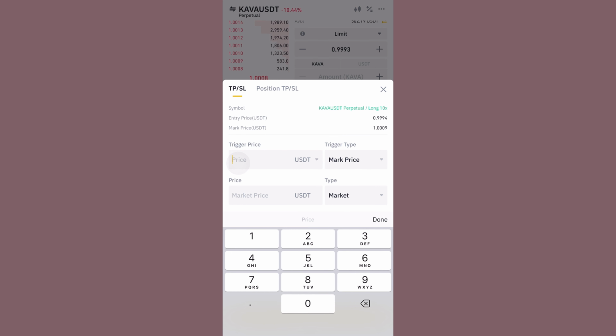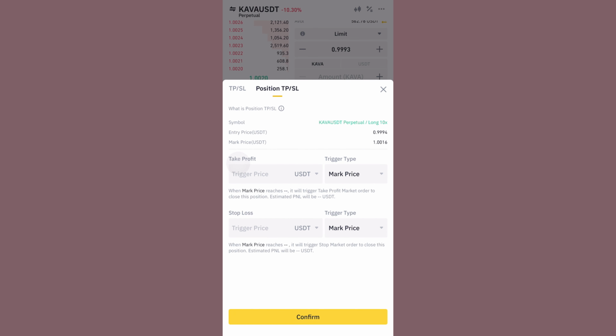It is take profit slash stop loss. But what I always do is the position take profits and the stop loss. So you would want to click on the position TP/SL. And here you would see the take profit target and you will see the stop loss target. The trigger type is market price, which means at the price that it is at, it should instantly take profit for you.